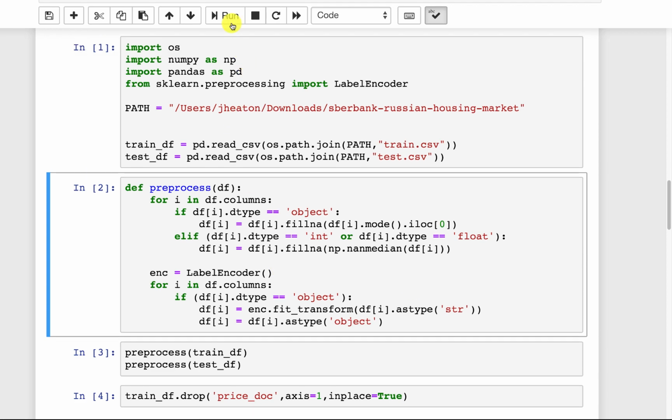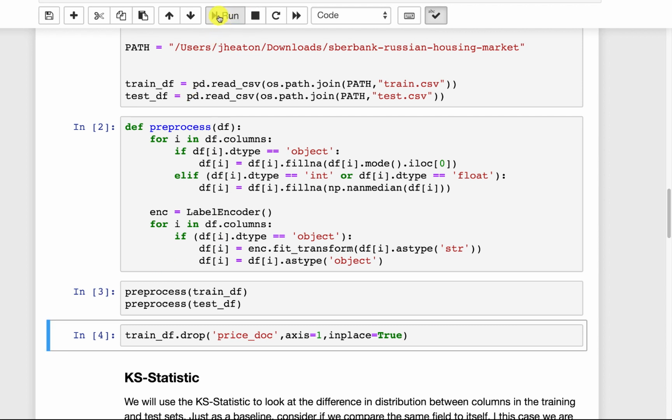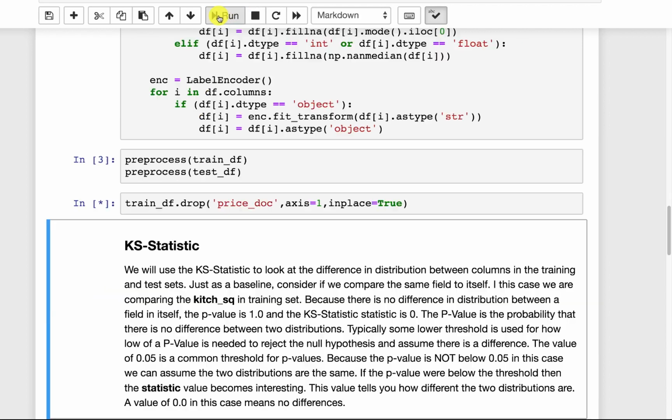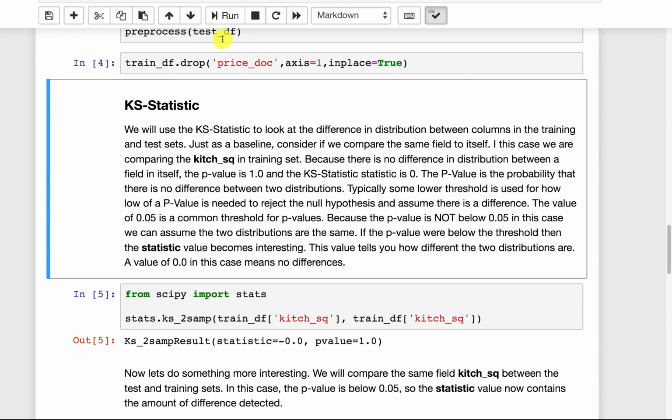So we'll run this so that one function is defined, and then we'll pre-process the data. We're going to drop the target because we're not trying to predict at this point. Next, we're going to calculate something called the KS statistic. Now, when I first heard this, I thought of chaos statistic, like CHAOS, but this is the KS statistic. It is essentially looking at how similar the distributions are between two things. So let's just do a sanity check.